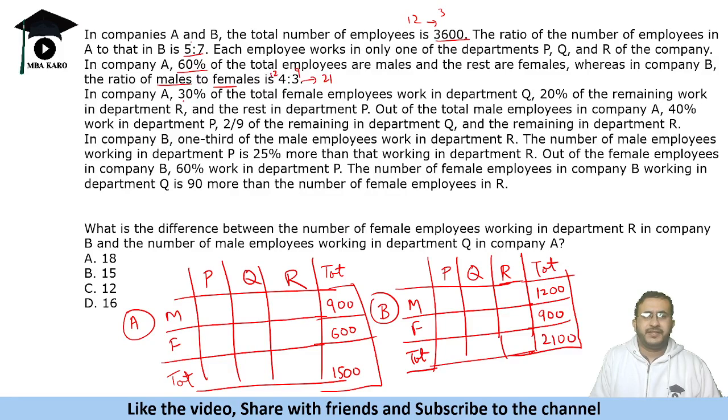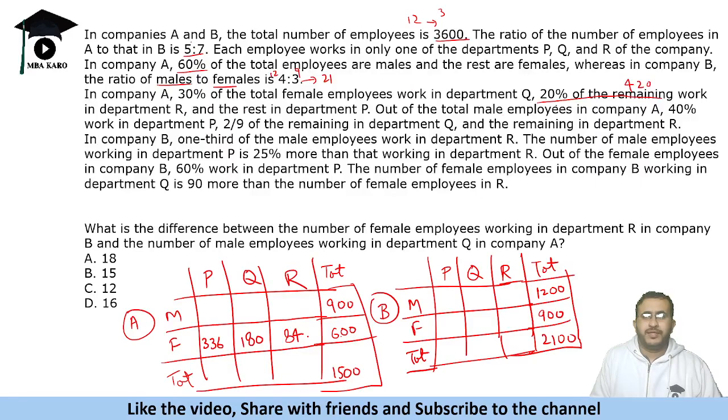In company A, 30% of the total female employees work in department Q. So 600, 30%, is 180. 20% of the remaining. Remaining means 420. So 20% of it is 84. They work in R. So 420 minus 84, you will get 336 work in P. Okay, so this is done.